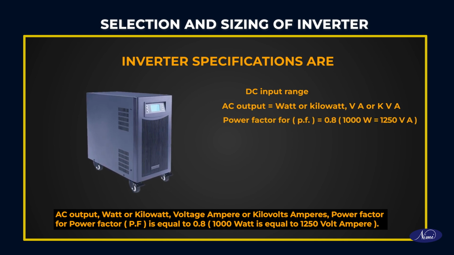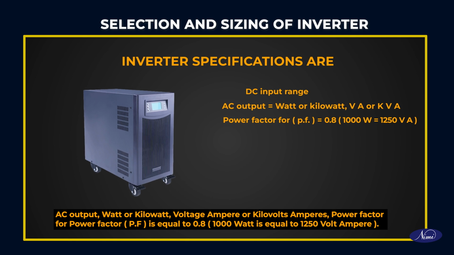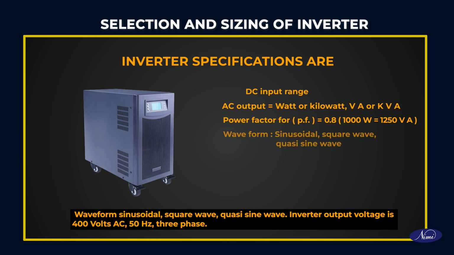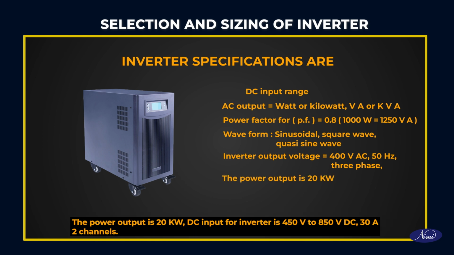For power factor PF equal to 0.8, 1000 watts is equal to 1250 volt-amperes. Waveform: sinusoidal, square wave, quasi-sine wave. Inverter output voltage is 400 volts AC, 50 Hz, 3-phase. The power output is 20 kilowatt.